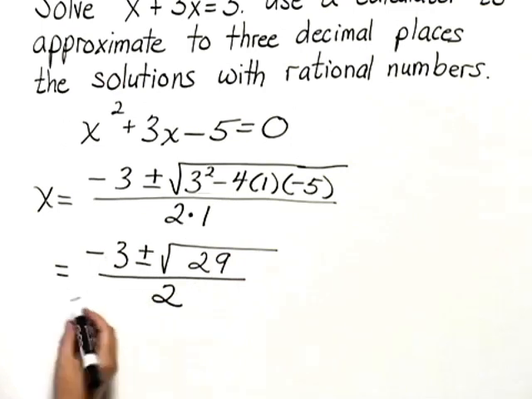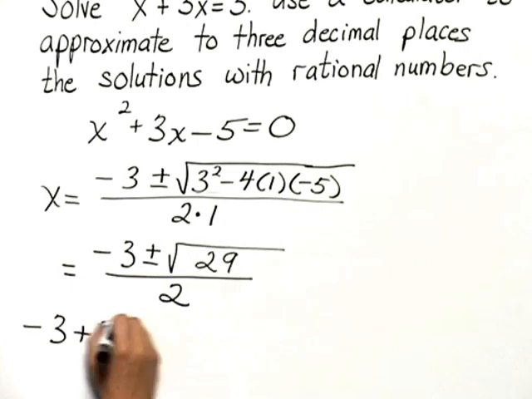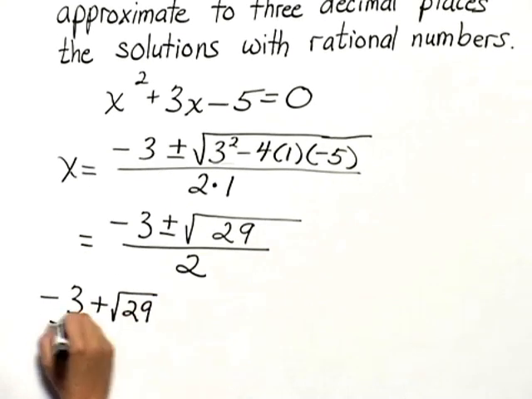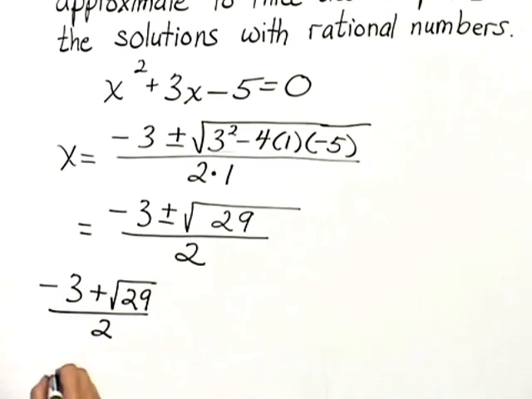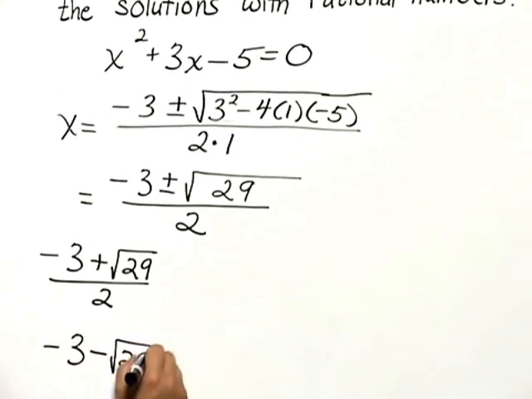This gives us two solutions. We have -3 plus the square root of 29 over 2, and we have -3 minus the square root of 29 over 2.